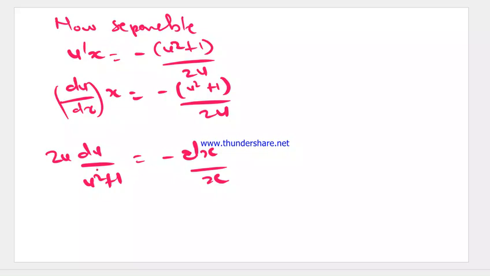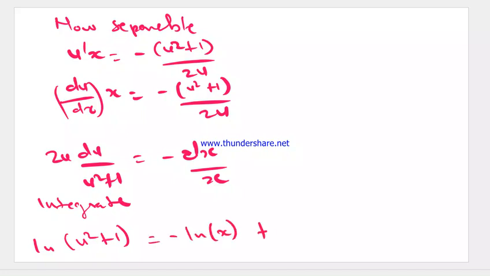So when you integrate this, what are you going to get here? The left side will be ln of u square plus 1, since the numerator 2u is the derivative of u square plus 1. Therefore, we are going to have ln(u square plus 1) equals minus ln x plus the constant of integration.